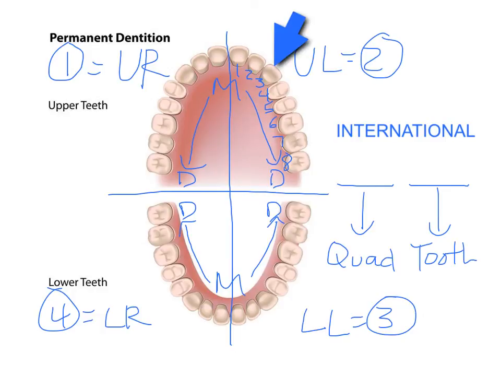For example, the upper left canine, as pointed with the laser and arrow, is in the second quadrant and is the third tooth counting from a mesial direction. Therefore, the upper left canine is given International Tooth 2, 3.